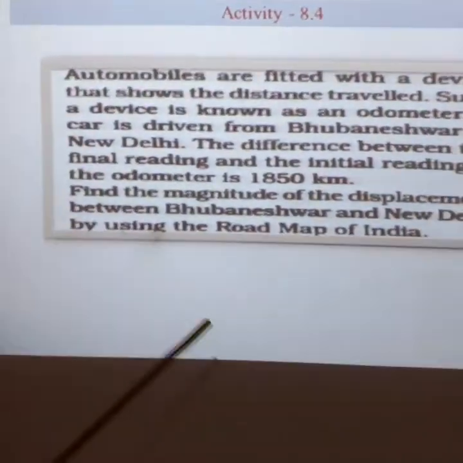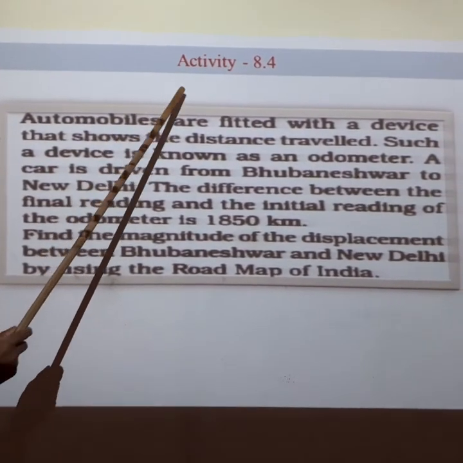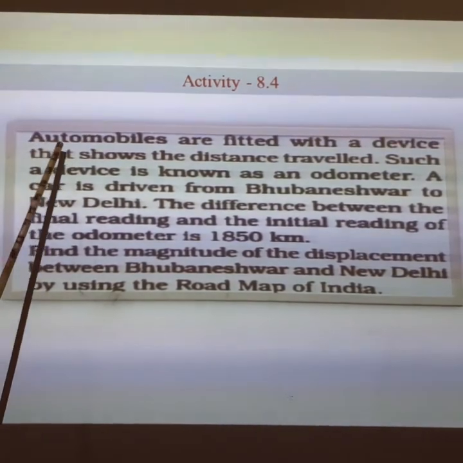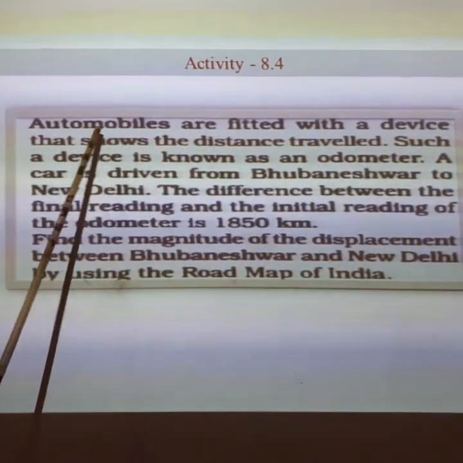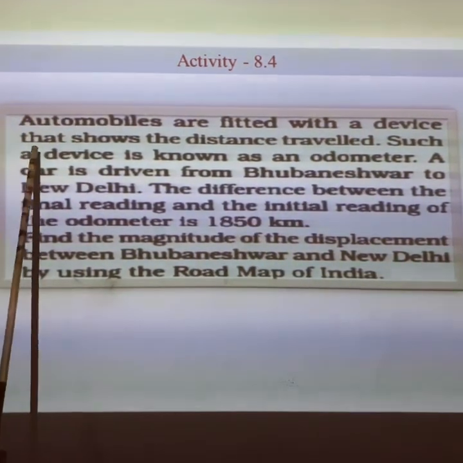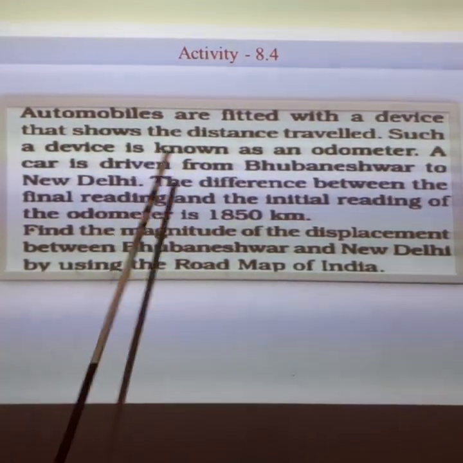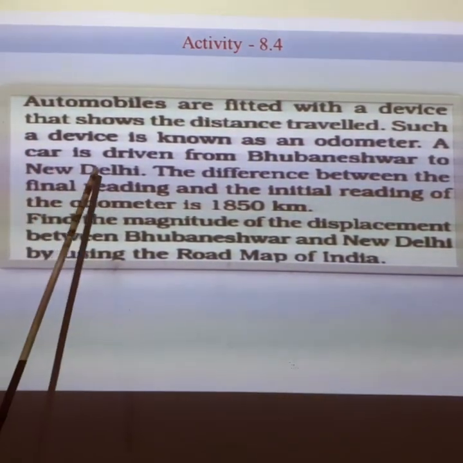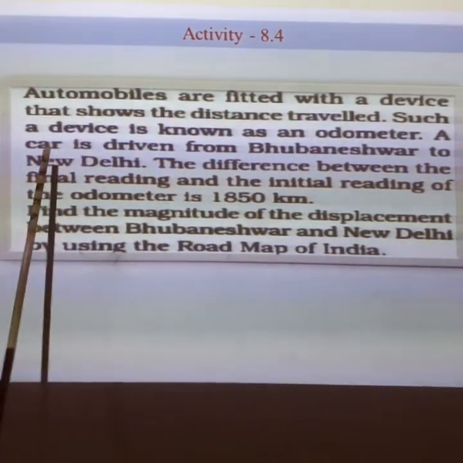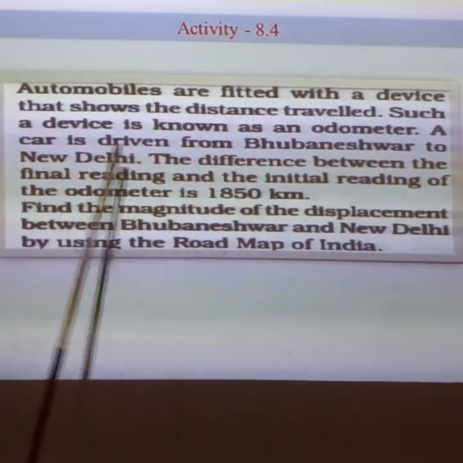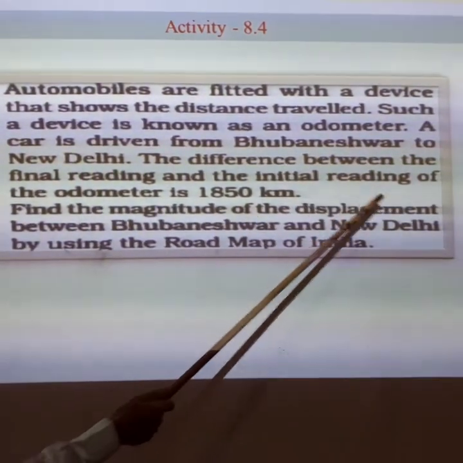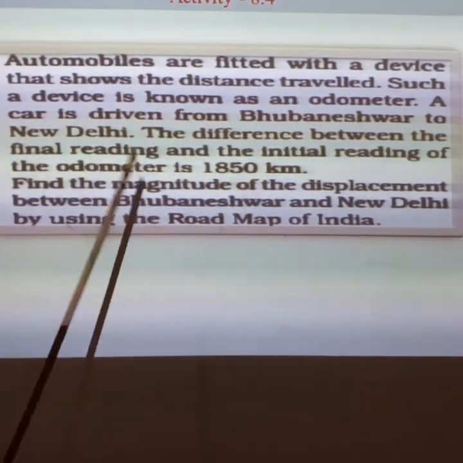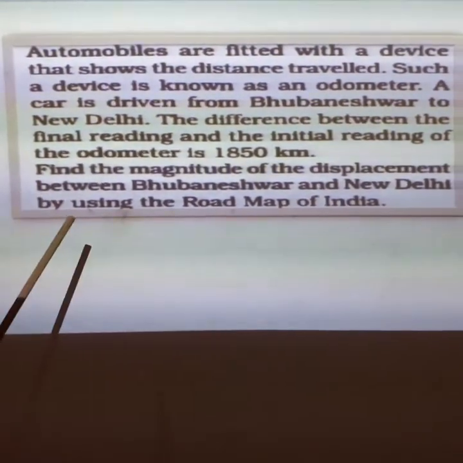Now we are going to discuss the next activity, that is 8.4 of this chapter. In this activity, automobiles are fitted with a device that shows the distance traveled. Such a device is known as an odometer. A car is driven from Bhubaneswar to New Delhi. The difference between the final reading and the initial reading of the odometer is 1850 kilometer. This is the information given to us.